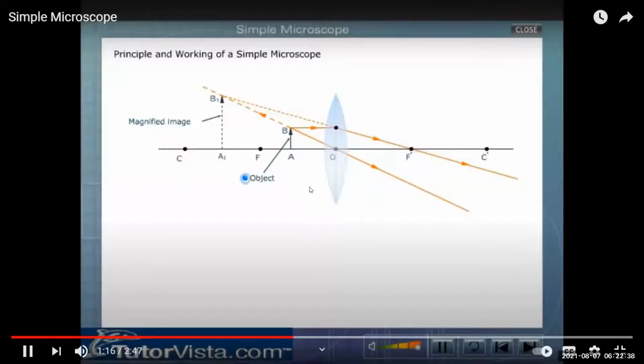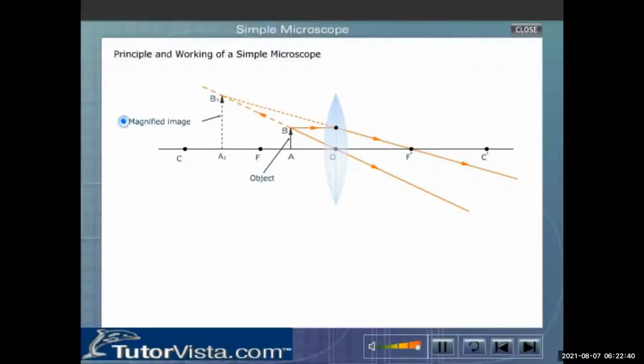Observe that the object and the image are on the same side of the lens. The image is formed at the least distance of distinct vision from the eye. That is, the distance from the eye is approximately equal to 25 centimeters.